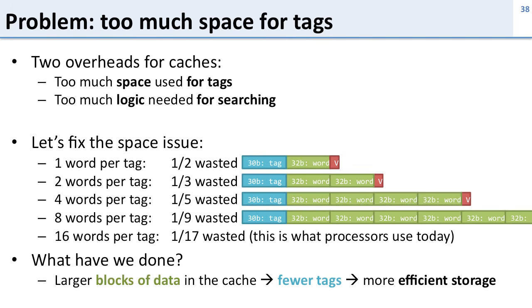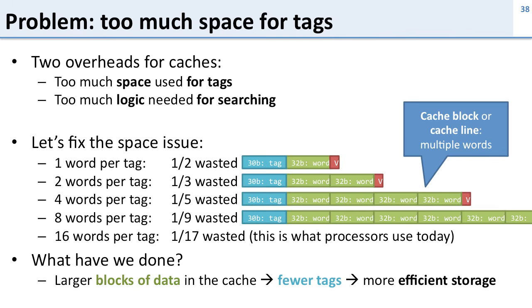So what did we do here? We used larger blocks of data in the cache, and we need 1 tag for every block. If we have a larger block of data, we have fewer tags for all the words, because we have just 1 tag per block, so we get more efficient storage. This chunk of data, or this block, is known as a cache block or a cache line. This is the element of data that we store in the cache.